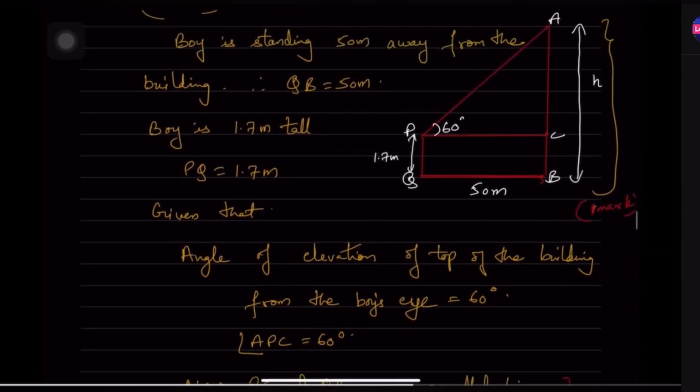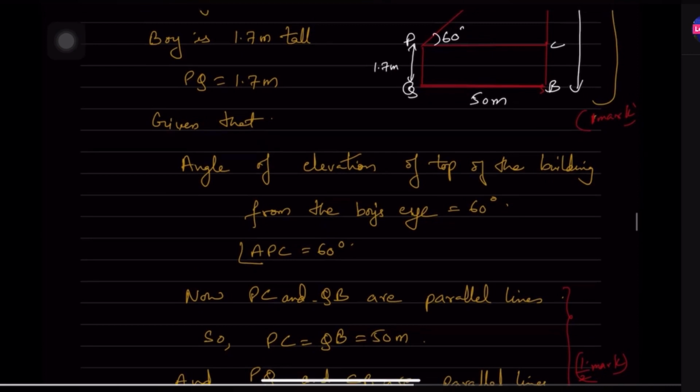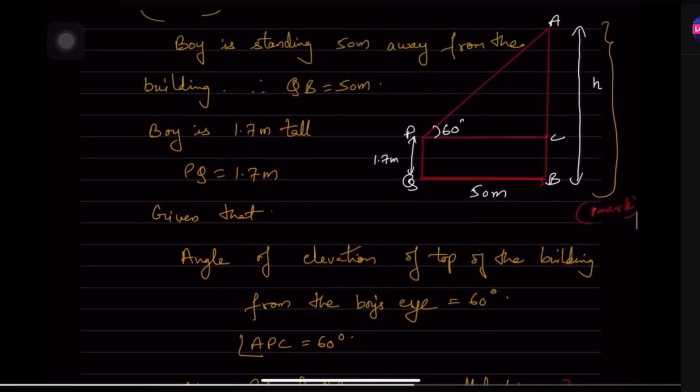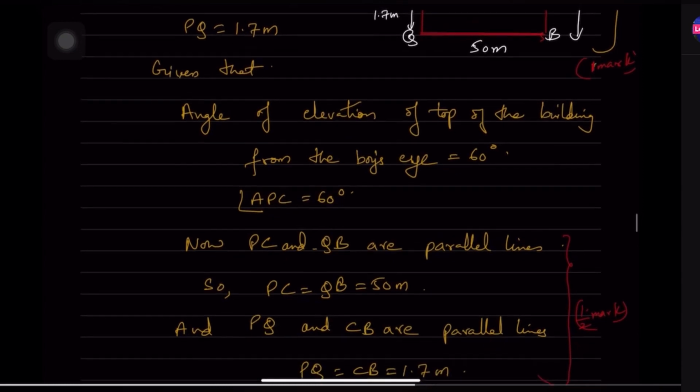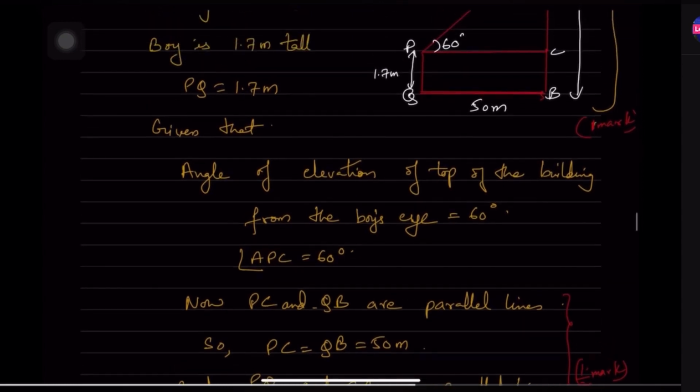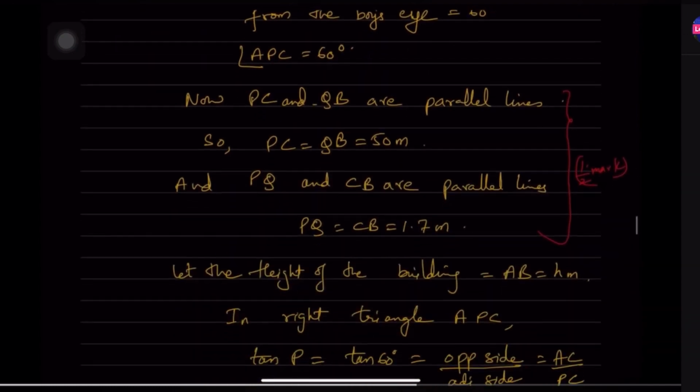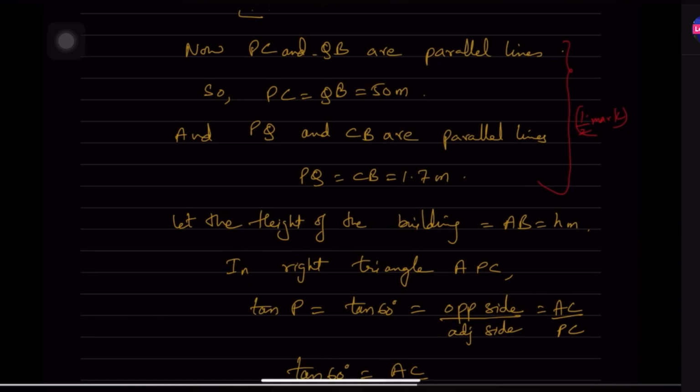Angle APC is equal to 60 degrees. Now PC and QB are both parallel lines. Therefore PC is equal to QB, which is equal to 50 meters. PQ and BC are also parallel lines. Therefore PQ is equal to BC is equal to 1.7 meters. So for this you have half mark.